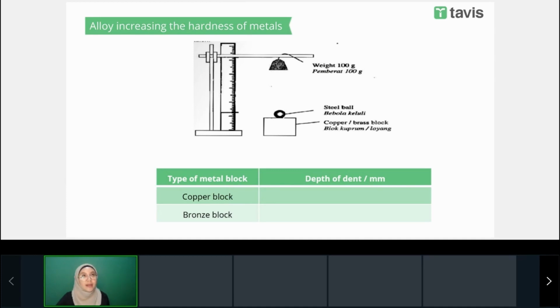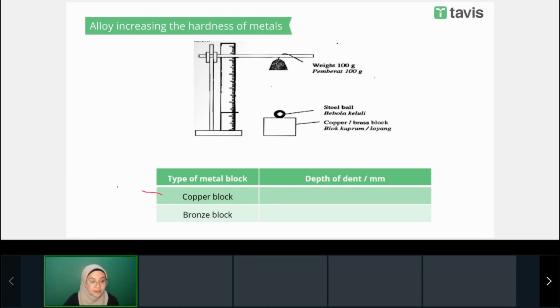Now we know that an alloy is stronger or harder than pure metal. So let's see the experiment. Now you are given a wick. Then you have a steel ball. You put a steel ball on your pure metal and the alloy. You use copper and the bronze block.